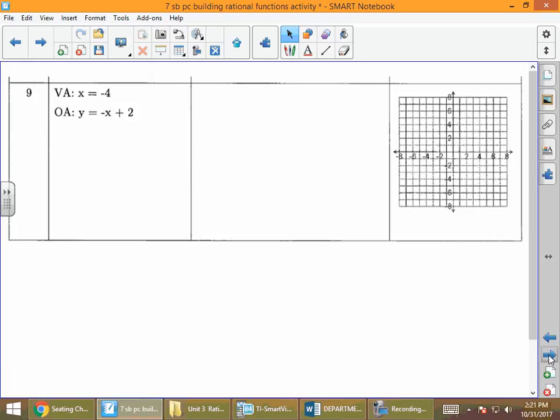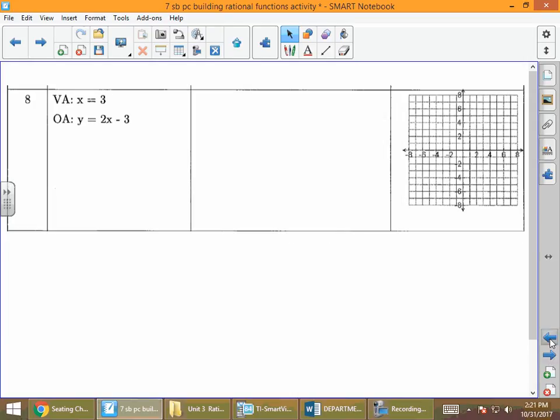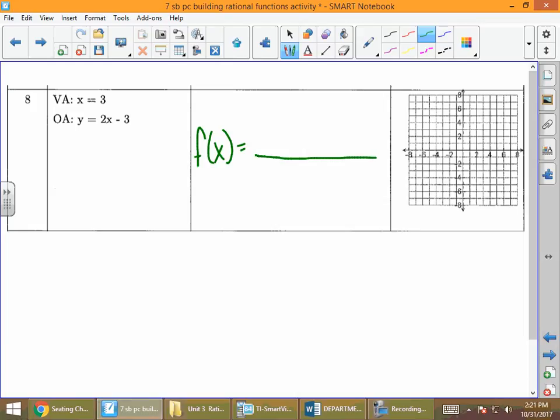Number 9. Sorry, let's go back to 8. OA. Oblique asymptote and a vertical. So, as always, when we start these kind of problems, let's deal with the vertical first.